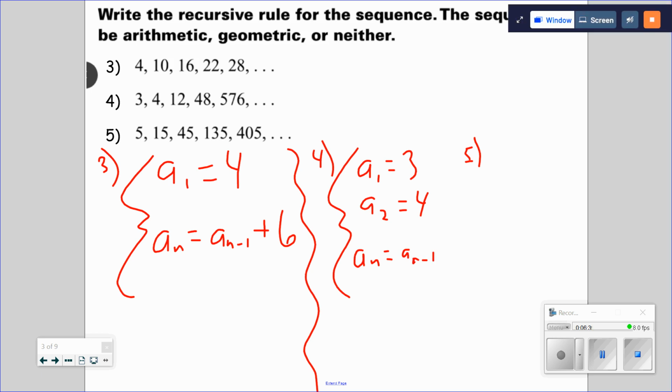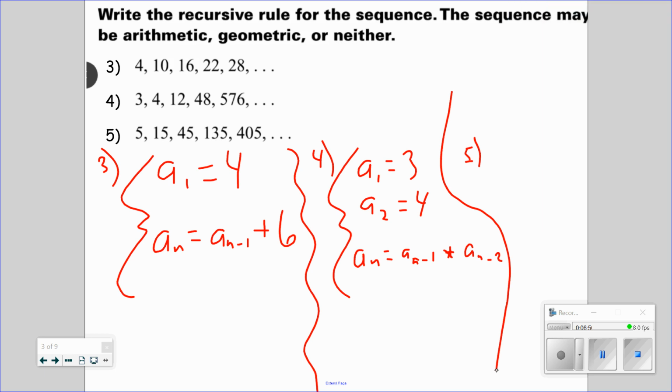That's an A subscript n minus 1. I'm having trouble writing it. And I'm going to multiply by A subscript n minus 2. That takes you back 2 terms. So A subscript n minus 1 times A subscript n minus 2.